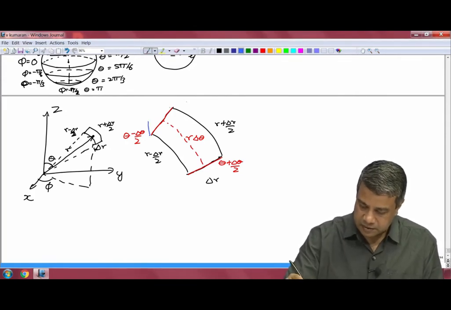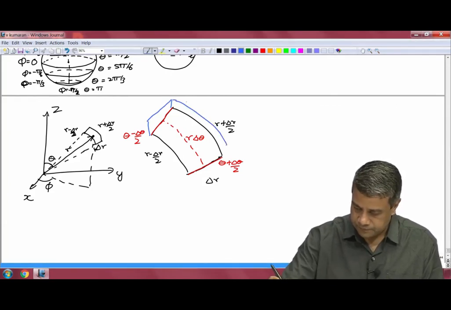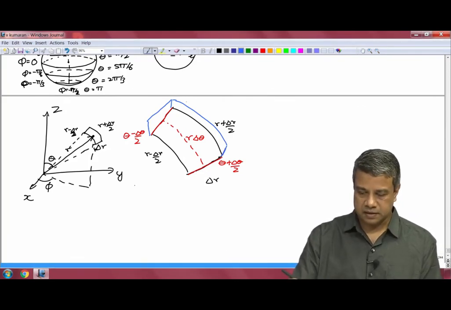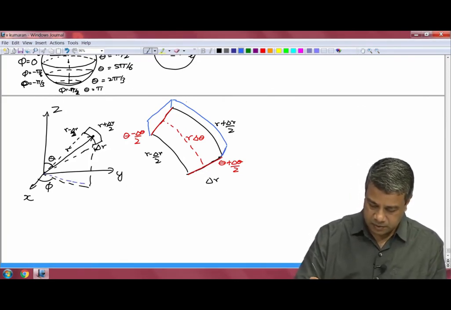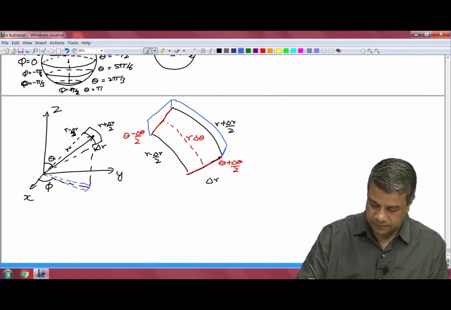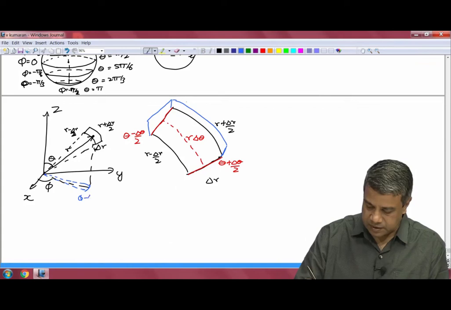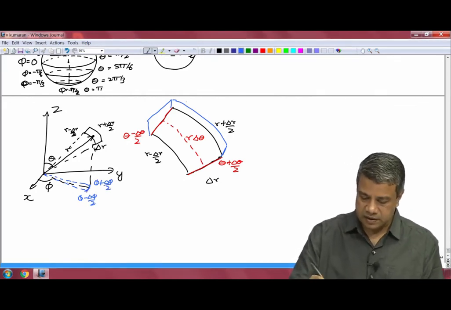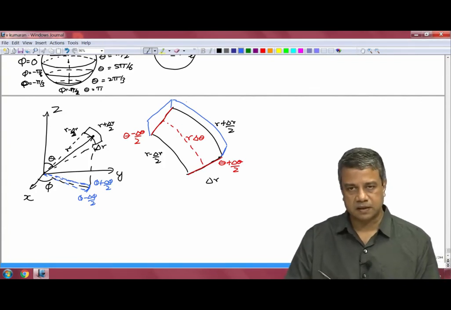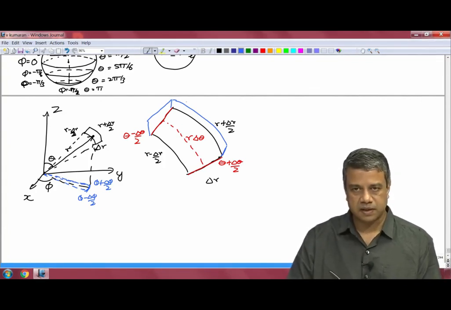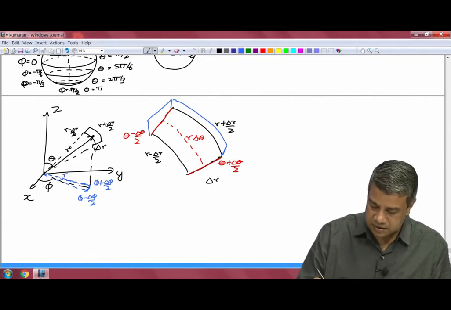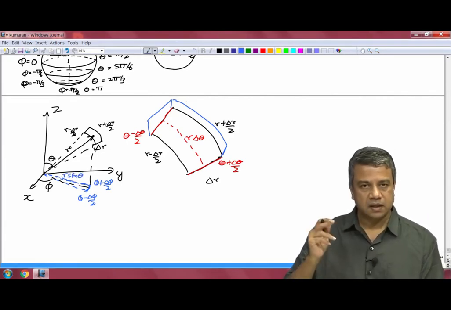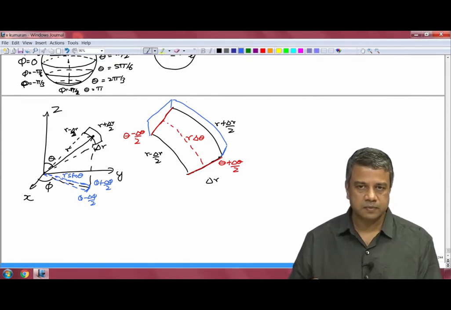Similarly, in the direction perpendicular, the phi direction. In the phi direction, there is an increment of the angle phi, between phi minus delta phi by 2 and phi plus delta phi by 2. The actual distance travelled is this radius times the subtended angle. Note that this radius was r sin theta. The height was r cos theta, the projection on the xy plane was r sin theta.